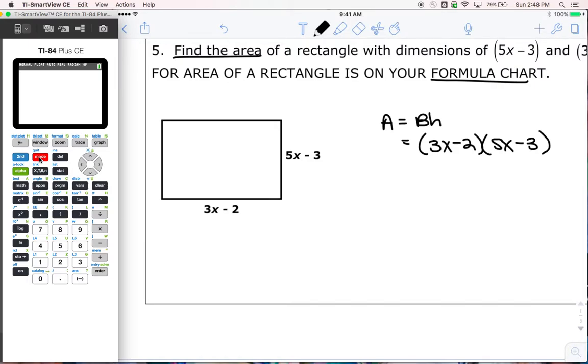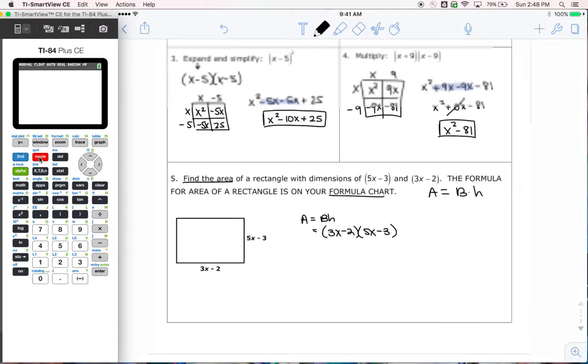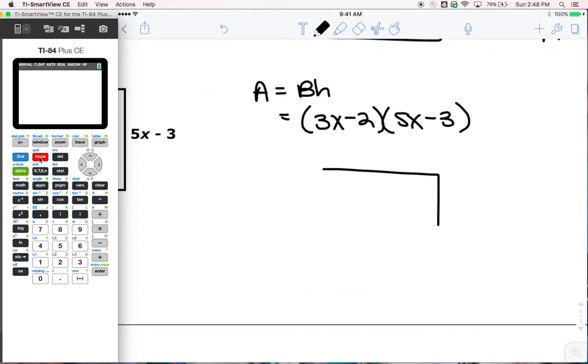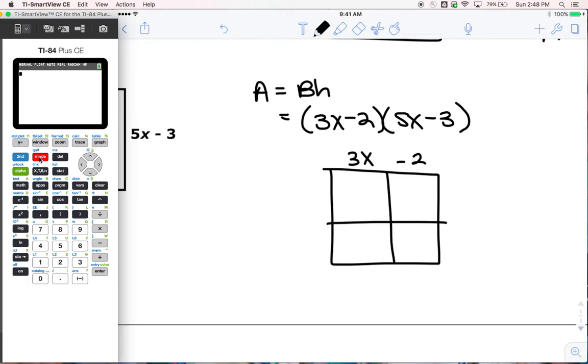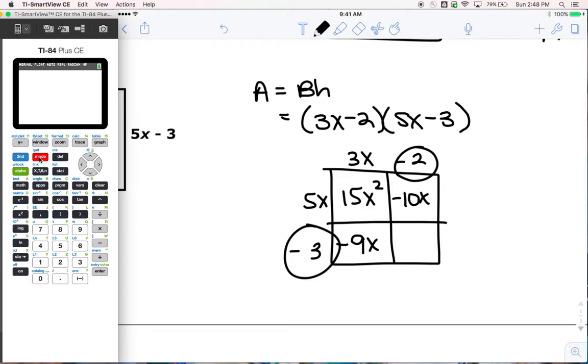All right. Now it looks like we did in problem numbers 3 and 4, where I can just quickly set up my box. So I've got 3x and a negative 2, 5x and a negative 3. And we're going to fill in our 4 terms in the box. So we've got 3x times 5x is 15x squared, right? Negative 2 times 5x is negative 10x. 3x times negative 3 is negative 9x. And finally, negative 2 times negative 3 is a positive 6.